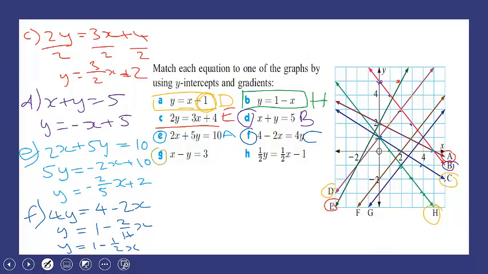For G, we have x minus y equals 3. So minus y equals minus x plus 3, and y equals x minus 3. So we start at minus 3. I've got only one line that goes through minus 3, and the gradient is 1 up, 1 to the right. So that's going to be line G.